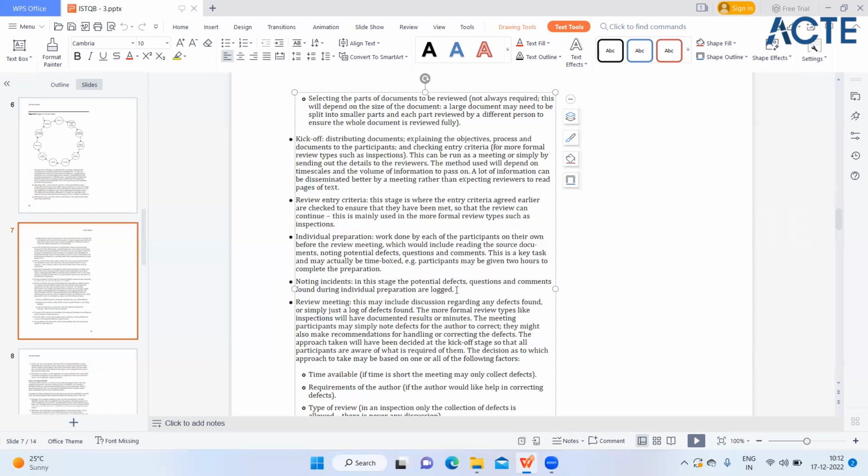So, as per the name, when you have individually reviewed that document, you will know where you will log the defect and at what stage. So, under noting incident, you will log those defects.